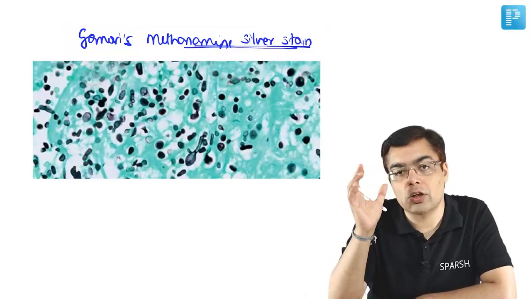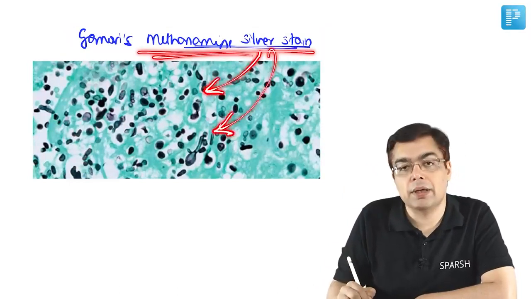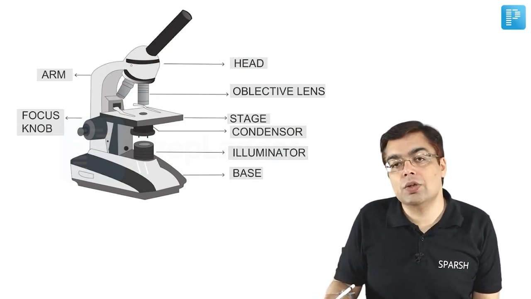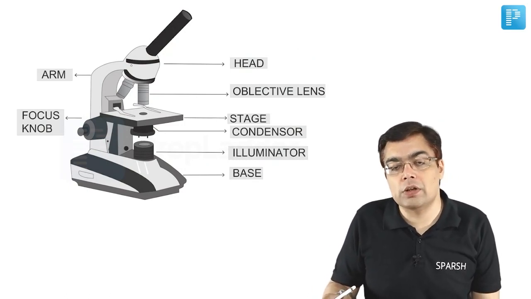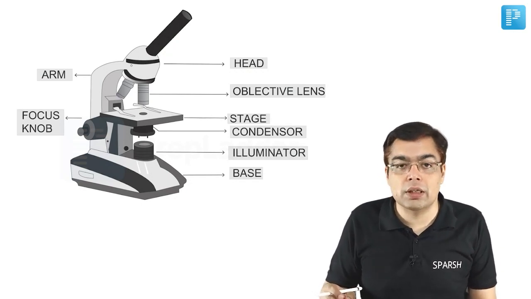So have that particular thing in your mind that the silver stain over here is going to give the fungus a black appearance. Now in your exam, friends, they have even asked you the different parts of an object like the microscope, which is obviously one of the key instruments used in the path lab.